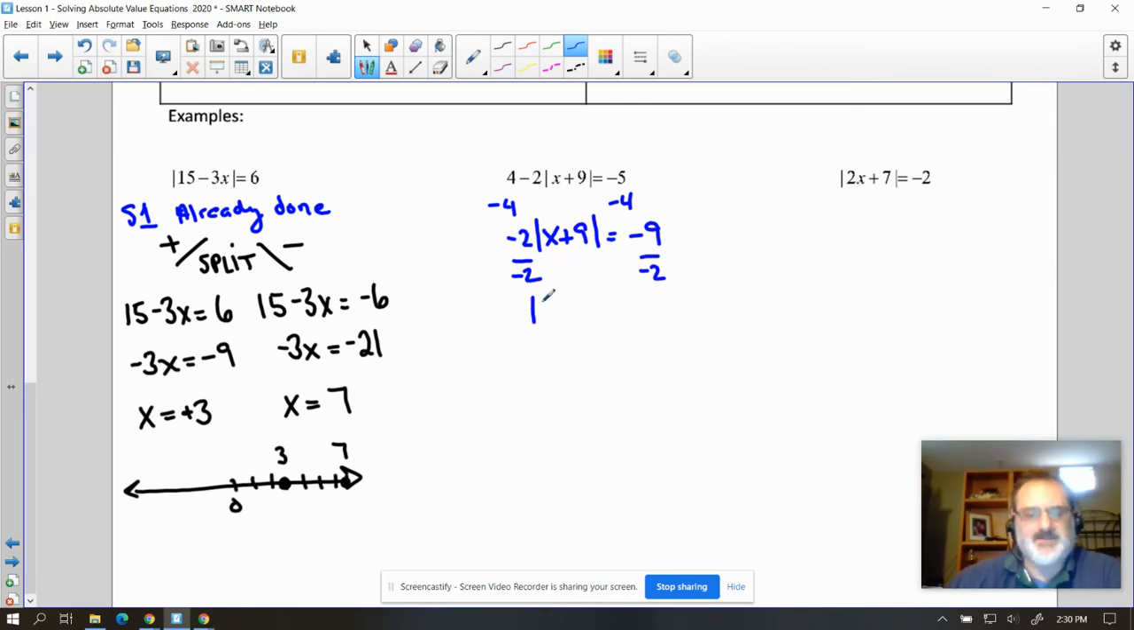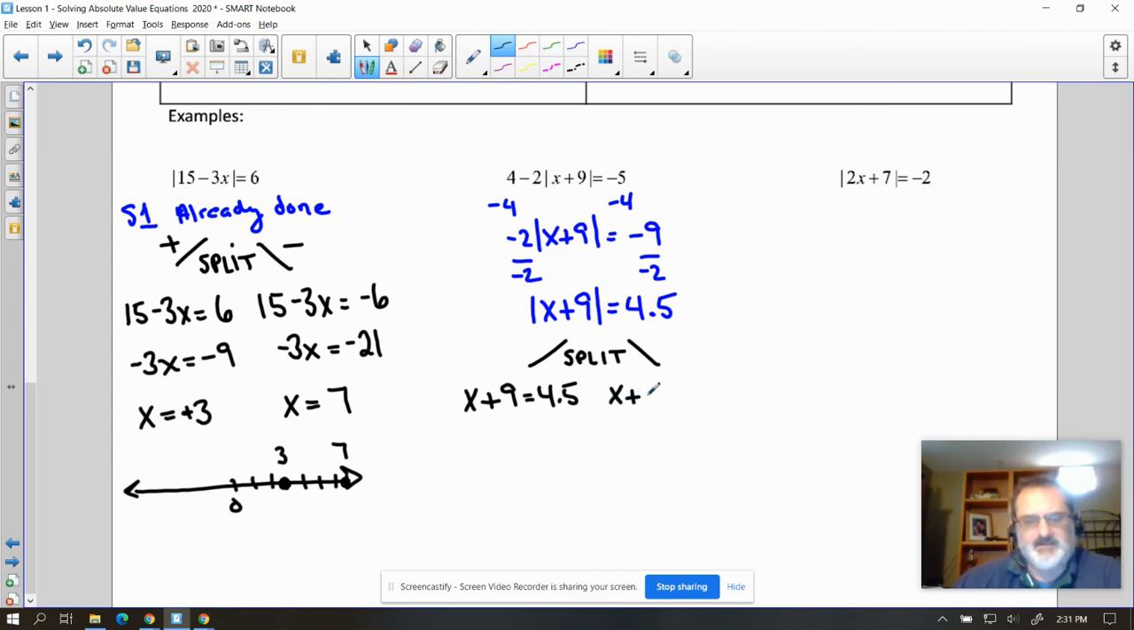So x plus 9, still in the bars, equals 4.5. Or you could write it as 9 halves. At this point, step 3 is going to be split, or step 2, sorry, is going to be split. So I split into positive and negative. X plus 9 equals positive 4.5, and x plus 9 equals negative 4.5.